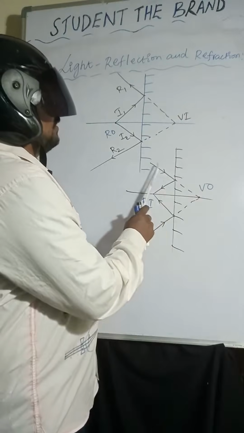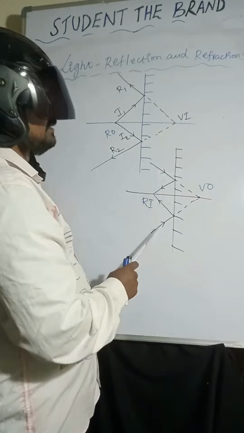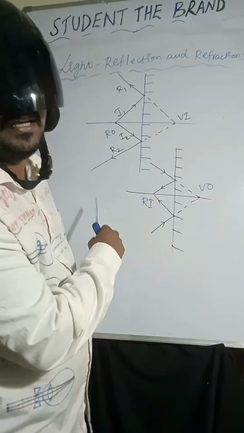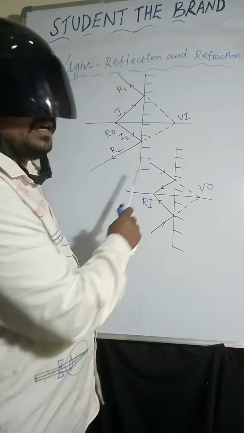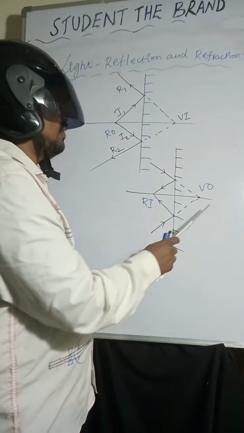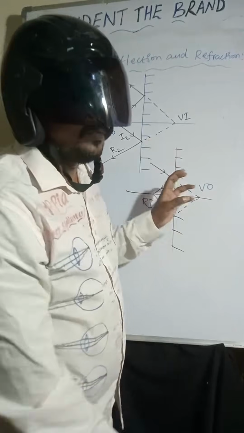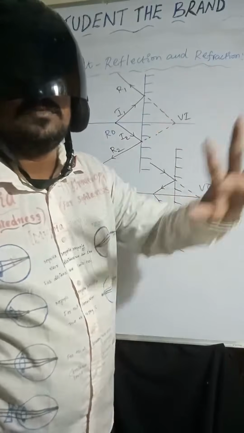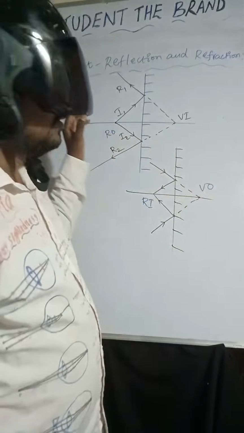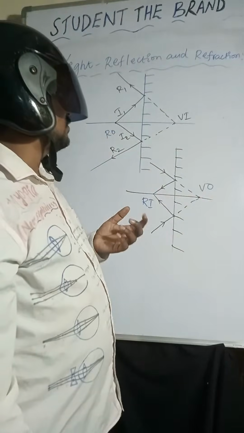If you are extending the incident light rays and the extended incident light rays are meeting at one point, then a virtual object will form. I hope it is very clear to you. Yes. Now we will go to the next topic.